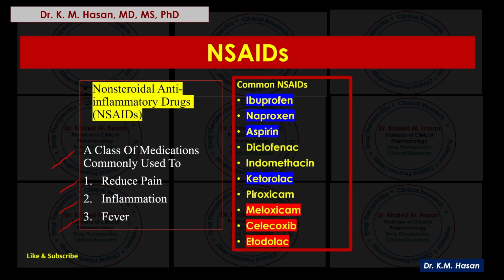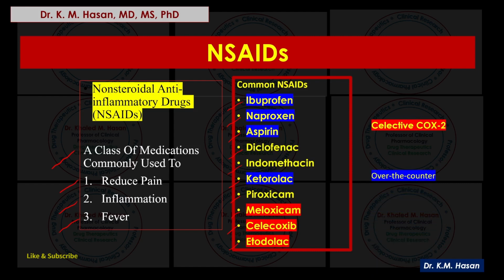Okay, the class of medication on the list here is very popular. We have ibuprofen, naproxen, aspirin, diclofenac, indomethacin, ketorolac, piroxicam, meloxicam, celecoxib, etodolac. This is the most common NSAID in practice.